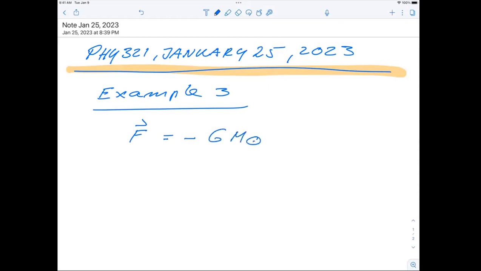This is the mass of the sun. And this is the mass of the earth. So the mass of the sun has this specific symbol. For those of you who are familiar with astrophysics or astronomy, you may have encountered that type of symbol.